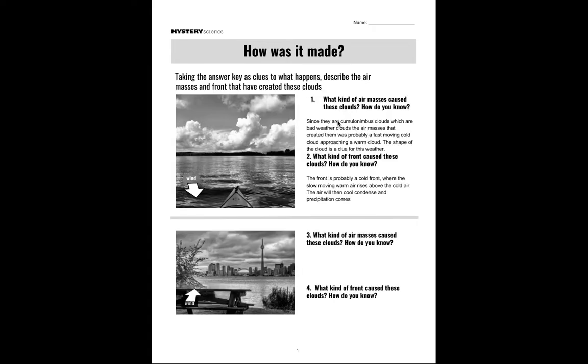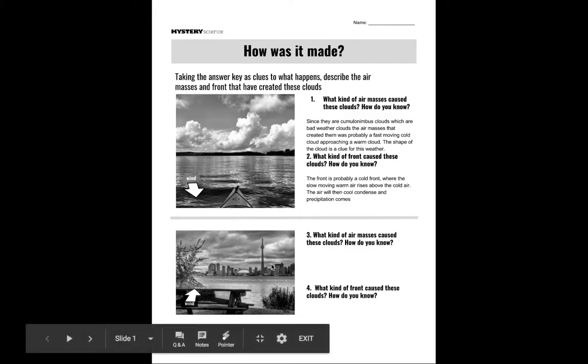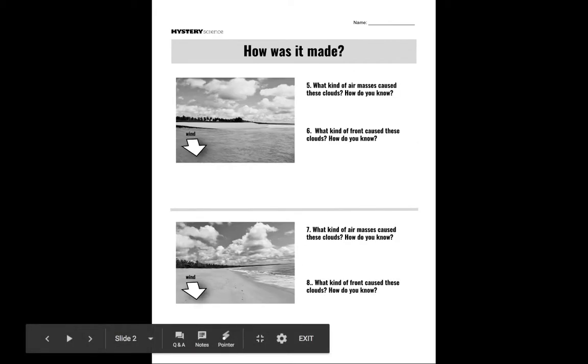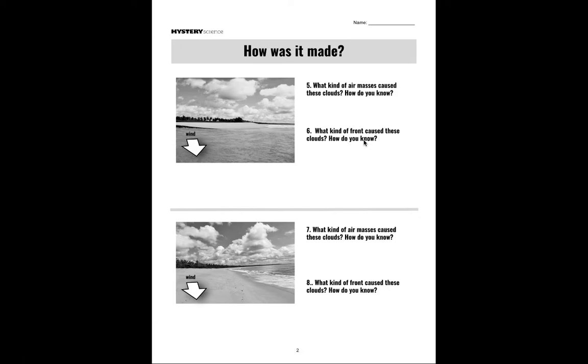And what kind of front created these cumulonimbus clouds? The front is probably a cold front, where the slow-moving air rises above the cold air. The air will then cool, condense, and precipitation comes. So these are the type of answers we're looking for, and we'd like you to answer 3, 4, 5, 6, 7, and 8.